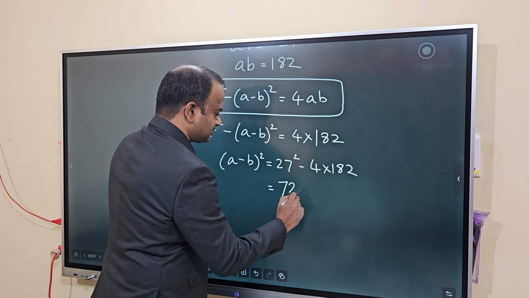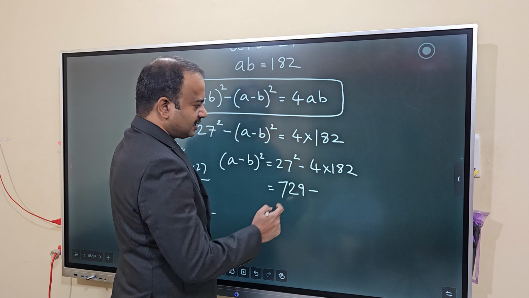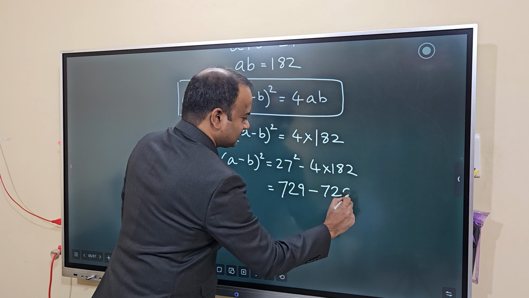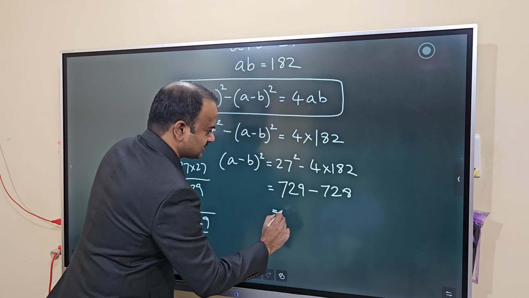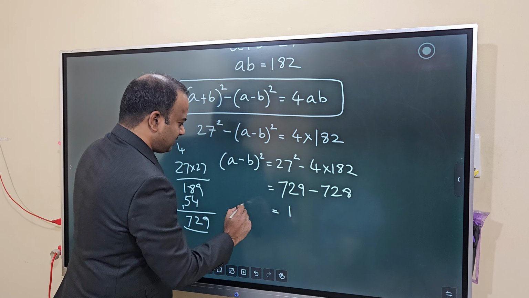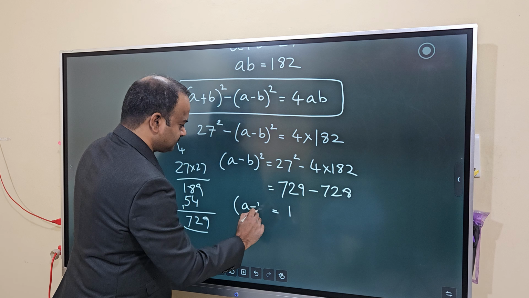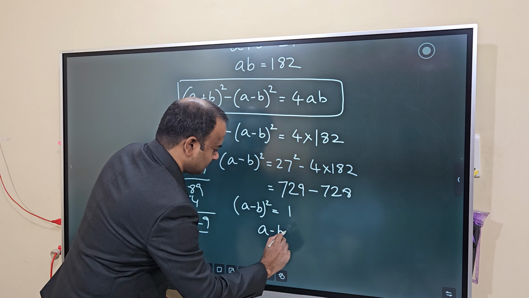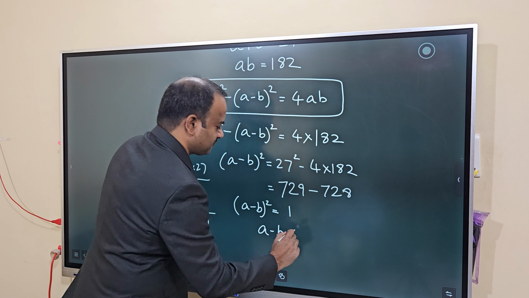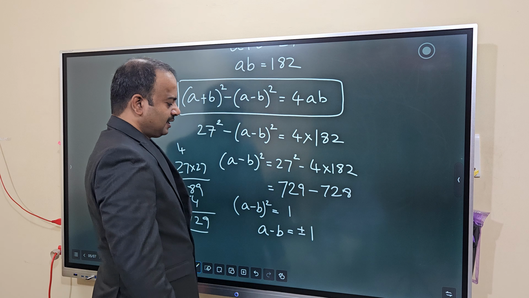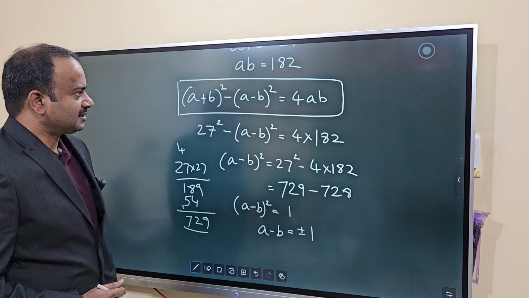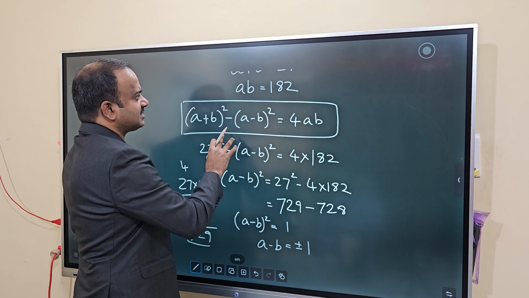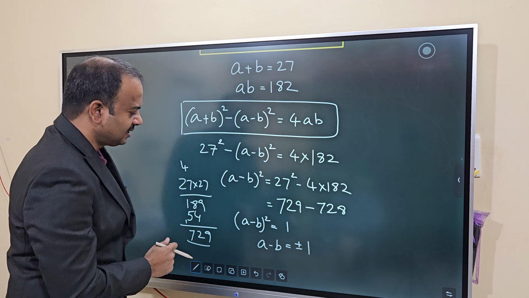So I'll write here 729 minus, and if you multiply it, 4 times 182 is 728. So now if I write it like this, it will be 1. So a minus b whole square is equal to 1, and a minus b is equal to, when you find the square root of 1, plus or minus 1. So now I got a minus b, and I already have a plus b, which is actually 27, right?